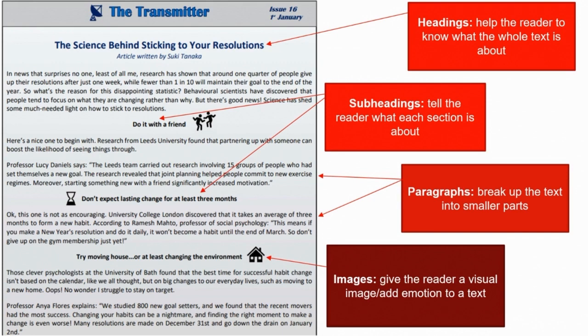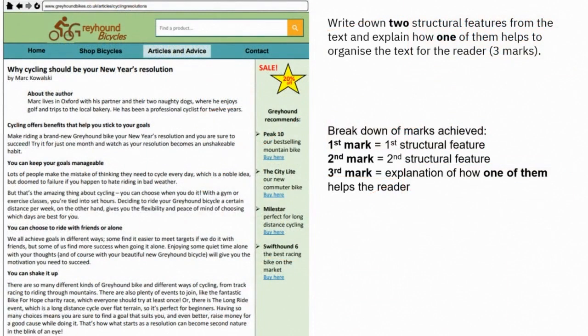There are lots of different explanations for the different organisational features, but if you can remember 3 or 4 that you find easiest, then that will really help you in the exam, as these explanations can be applied to any question that asks you to explain how they help the reader. Let's have a look at the question again and look at this text in order to answer it. On the right-hand side of the page, there is a breakdown of how the marks are achieved. You get your first mark for writing down your first structural feature, the second mark for writing another structural feature, and the third mark for explaining how one of those 2 features helps the reader.